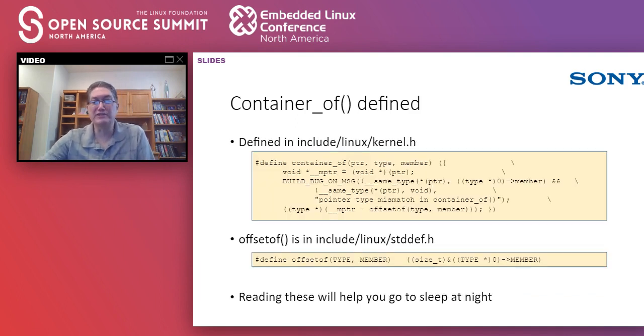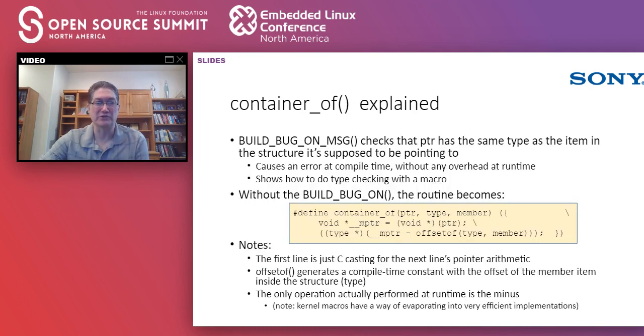So here's the definition of containerOf. It's a little bit dense in terms of reading the code. It's about five lines long. The middle three are not too critical. I'm gonna go through this a little bit just to show you what's going on here. So the build bug on those middle three messages, that is to check that the pointer that has been passed in has the same type as the item in the structure it's supposed to be pointing to. So that's a compile time check, there's no overhead at runtime.